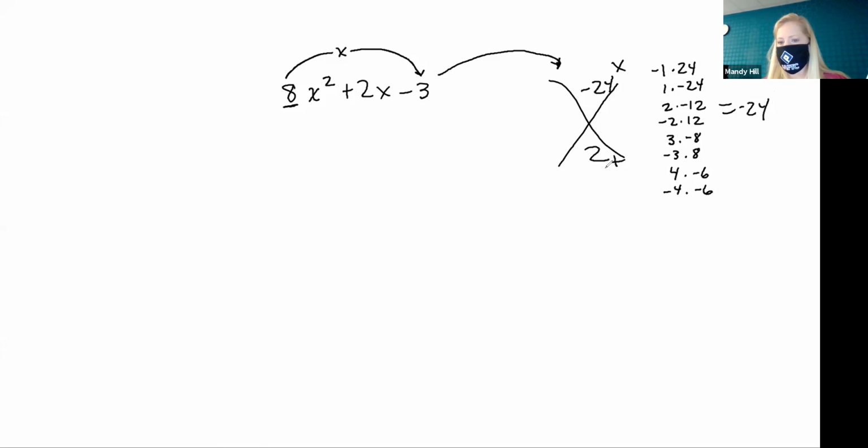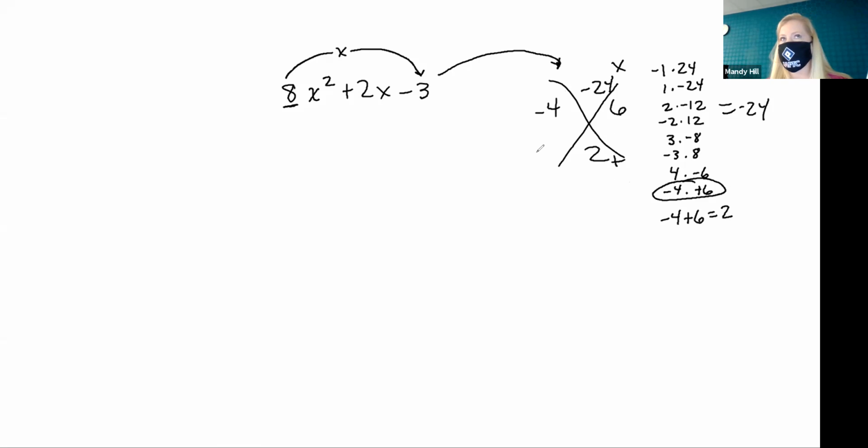Do any of them add to be 2? I'm looking down this list right here, and this needed to say negative 4 times positive 6, but this would be it, right? These two multiply to be negative 24, but if you add negative 4 plus 6, you would get 2, which is what we're supposed to get, right? So I hope you're paying attention. We're going to put negative 4 and 6 right here.